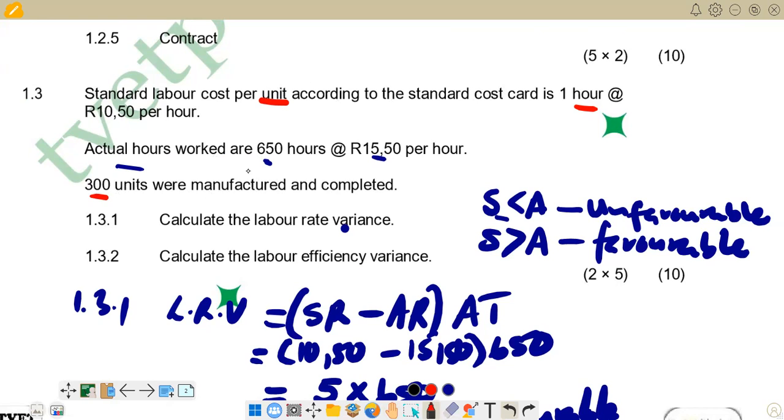Then the actual time, we are given here: actual hours worked are 650. So this is our actual. We are just going to say 300 minus 650 in our brackets. So we go back there.